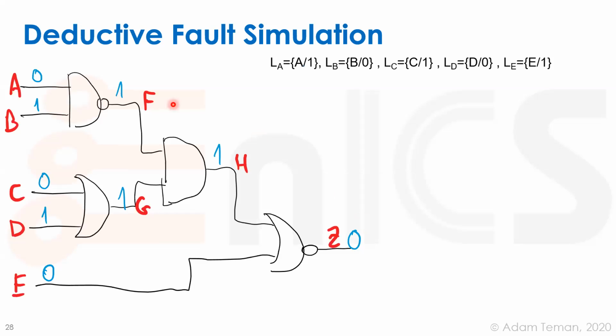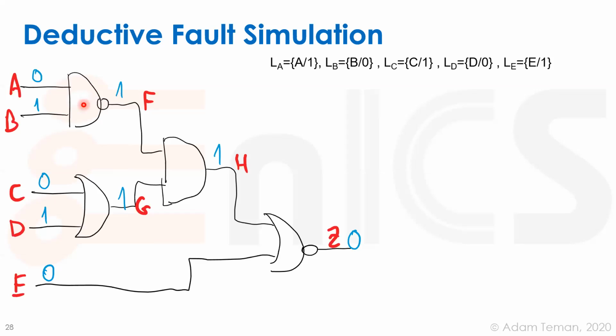Okay, so let's look. The trivial thing, right? LA equals, it can find an A stuck at 1. LB finds a B stuck at 0. LC finds a C stuck at 1. LD finds a D stuck at 0, and LE finds an E stuck at 1. So this was very, very trivial to get these lists.